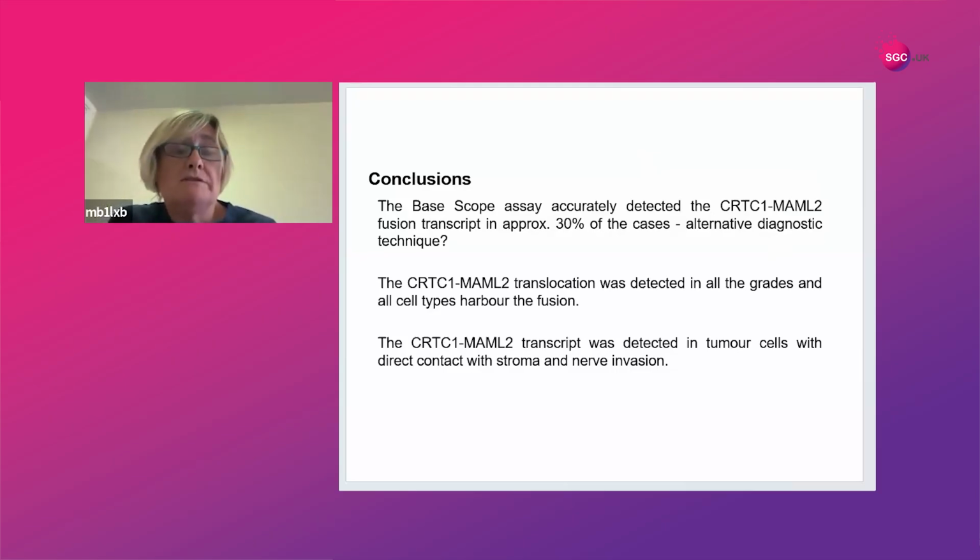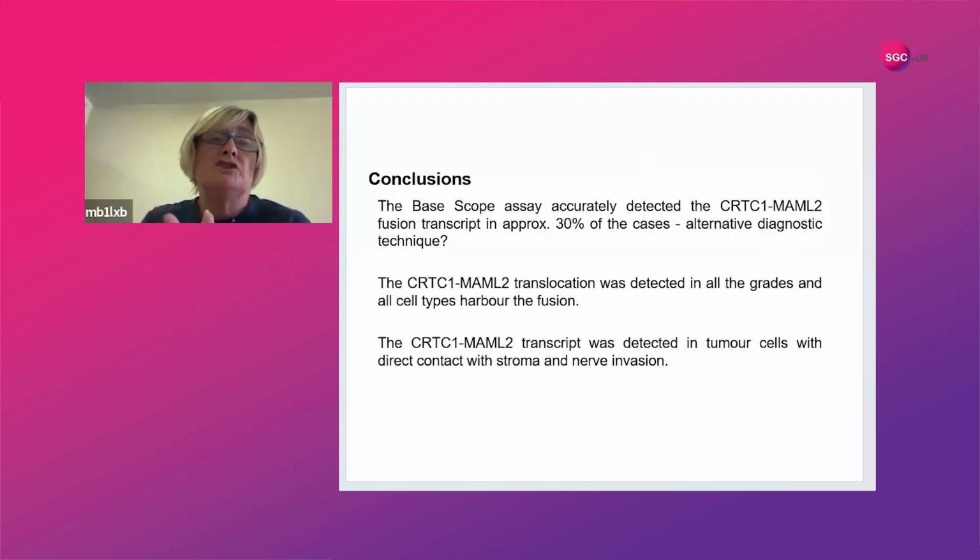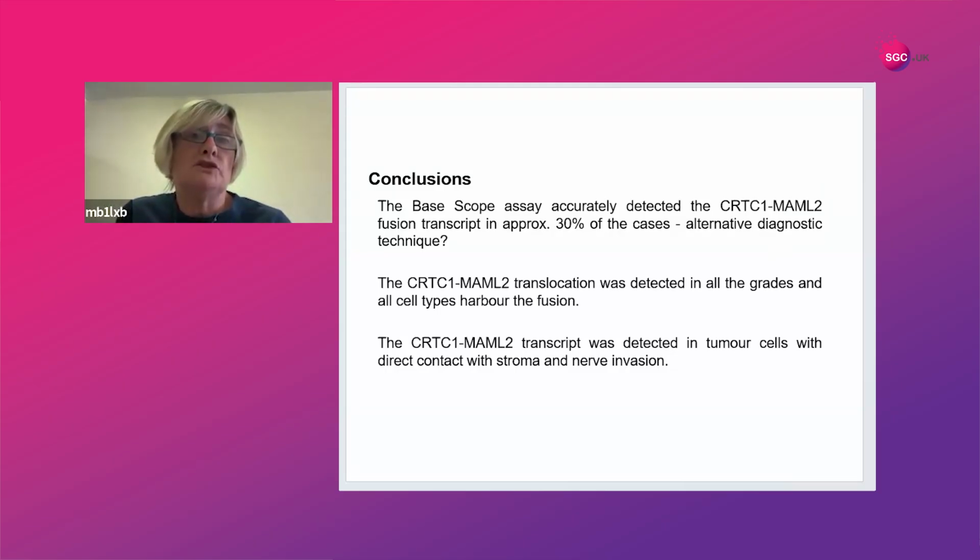Interestingly as well, which I haven't said before, we found it in direct contact with the stroma, so that's the center of the tumor. Also, because these tumors have a tendency for perineural invasion, to invade nerves, we were able to detect the transcript in one of our cases where there was nerve invasion by the tumor. So it's giving the pathologist much more information. Obviously, we need to do more studies, but I think it's a good step forward.